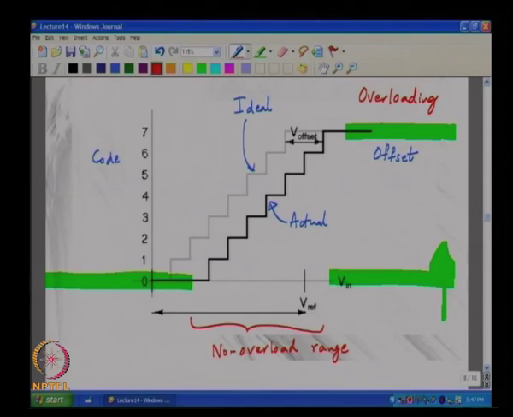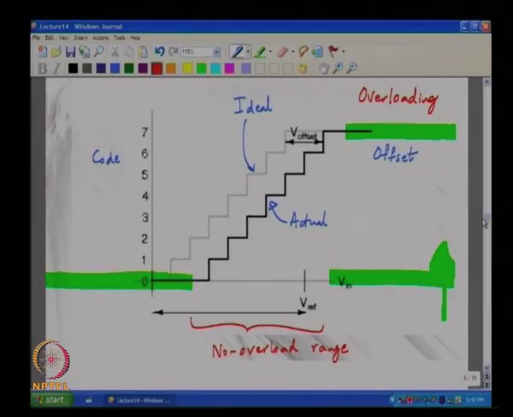steps instead of being Vref by 8 are, the ideal staircase, mind you, has got equal step sizes, all the step sizes being equal to, in this particular example, Vref by 8. Now, one kind of error is that the step sizes may all be equal, maybe there is no offset, but the step sizes may not be equal to Vref by 8. Okay, maybe they are Vref by 8.5 or Vref by 7.5, something like that.